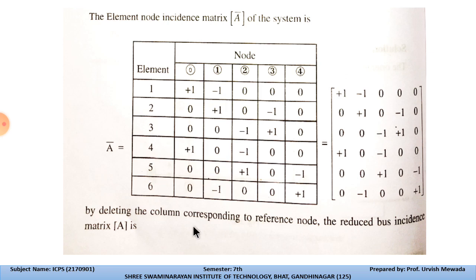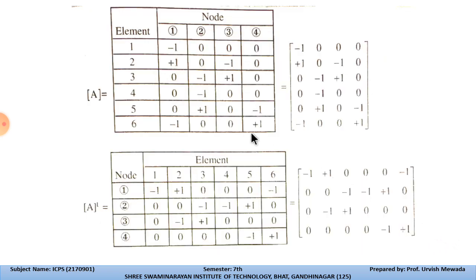So by deleting the column corresponding to the reference node, we get the reduced bus incidence matrix A. Let us say a reference node is removed from that. So the new bus incidence matrix, that is A, is the same as the previous case, but only the reference node is removed, so the matrix will become a 6 by 4 matrix.